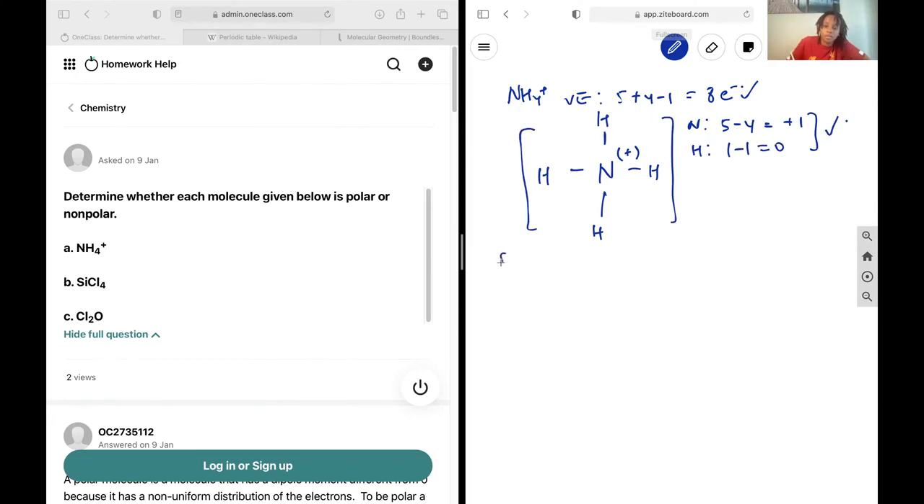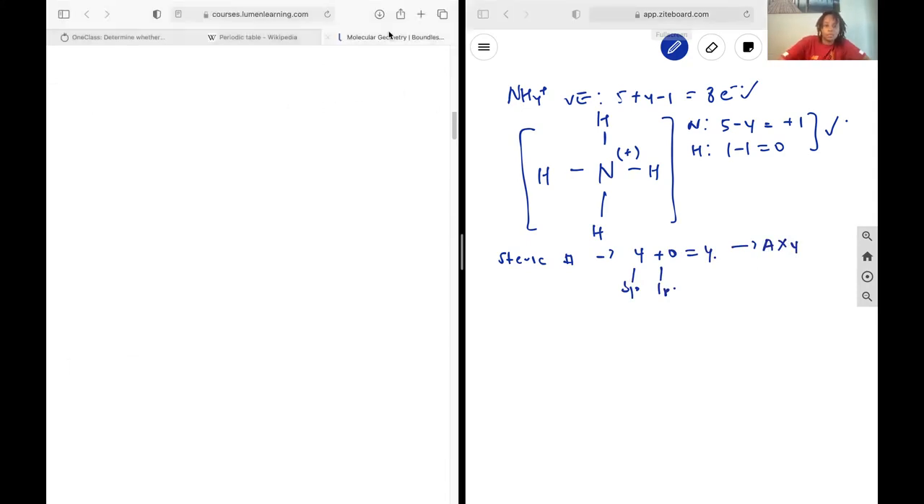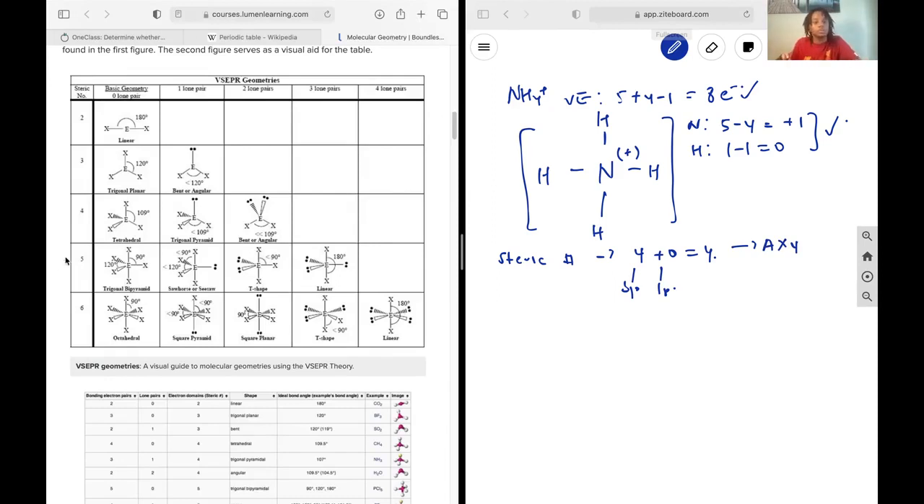From there, we get the steric number. And that is simply going to be equal to the number of bonding pairs, so 4, plus the number of lone pairs, which is 0. So it's 4. To notate that it's 4 bonding pairs and 0 lone pairs, it would be AX4. And so now when we come to the VSEPR chart, we're going to look for it. We come to the steric number, and with 0 lone pairs, it's tetrahedral in both its electron geometry and molecular geometry. So we can go about drawing that.